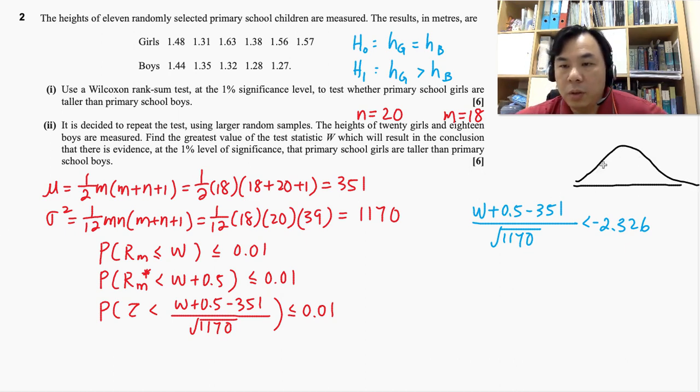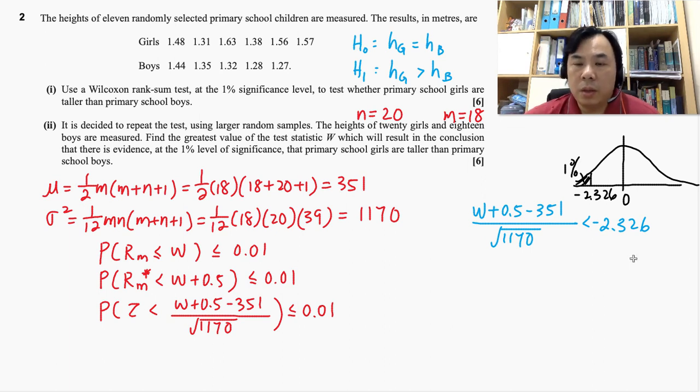If you refer to your normal distributions, this region should be 1%. This region should be 1% here, right? And then your z-score started off from 0 here. So therefore, this value must be negative 2.326. Yeah, must be negative 2.326. That's the reason why this must be less than negative 2.326 for us to have sufficient evidence to suggest that the primary school girls' height is taller than the primary school boys here, right?